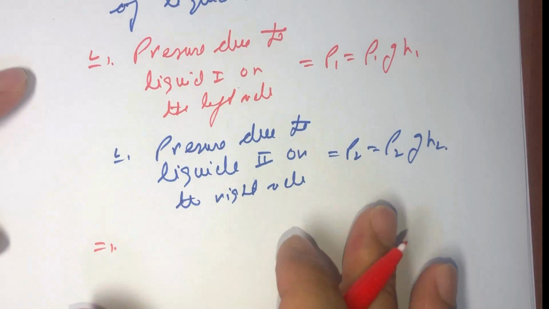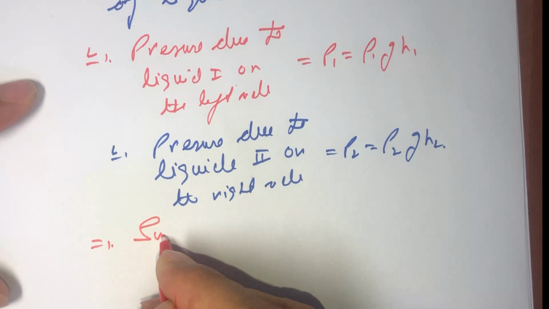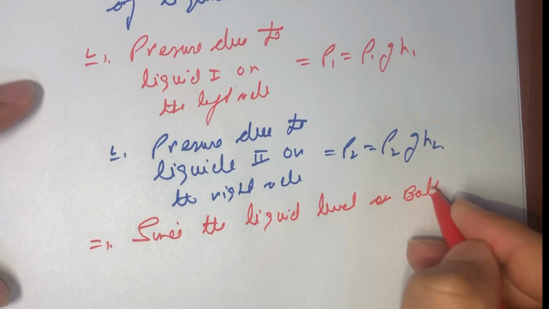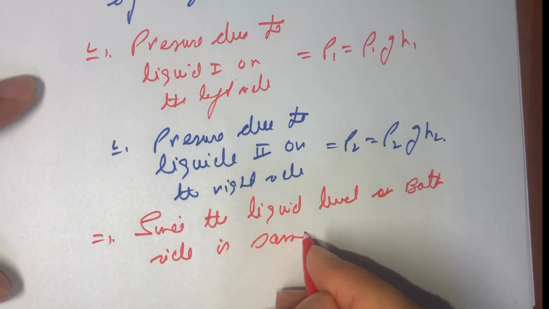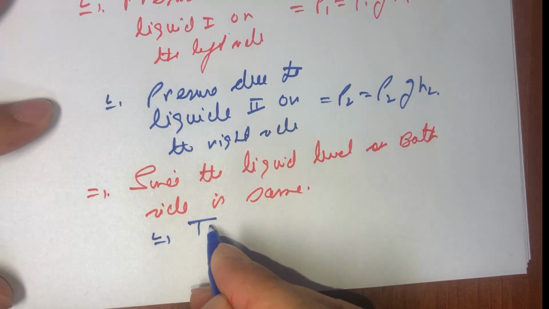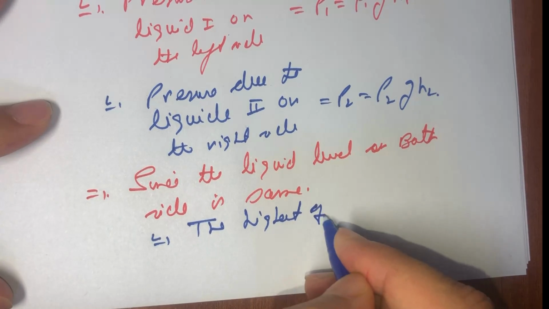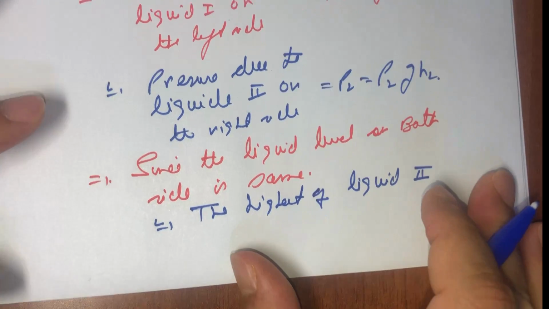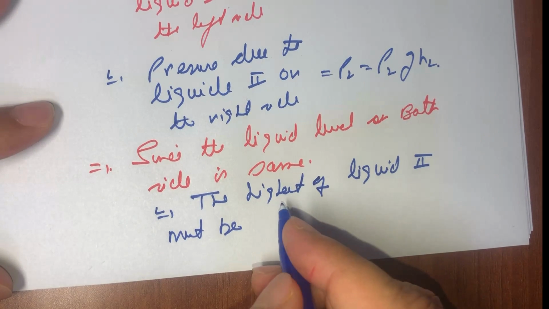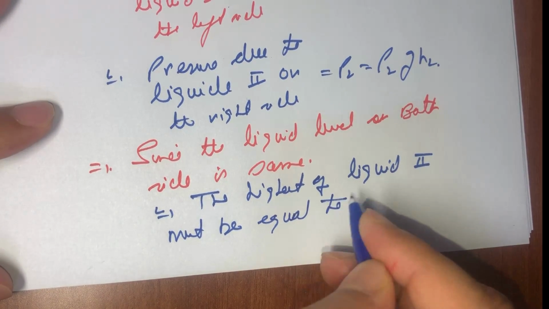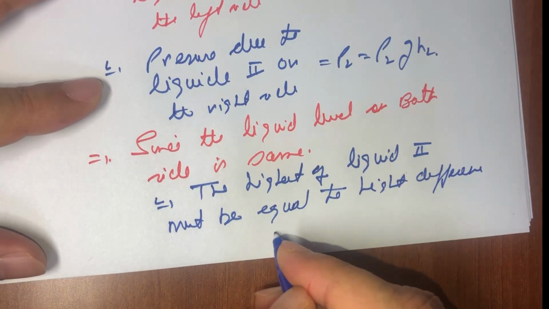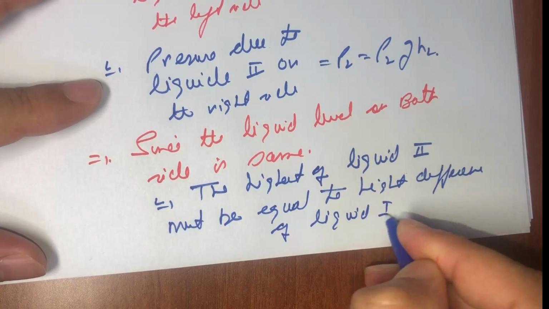So we can say that since the liquid level on both sides is the same, the height of liquid 2 must be equal to the height difference of liquid 1.